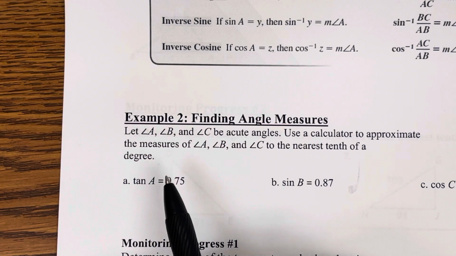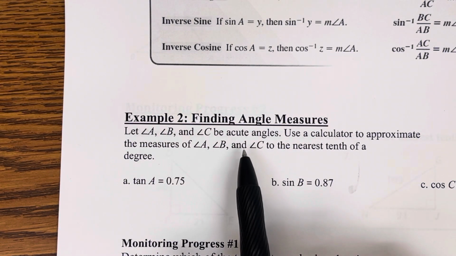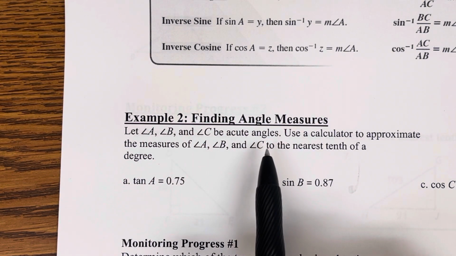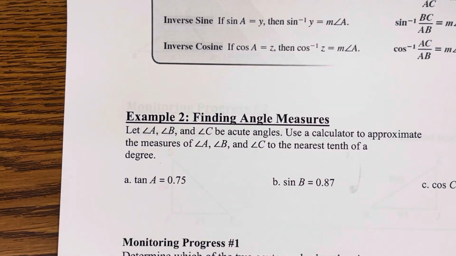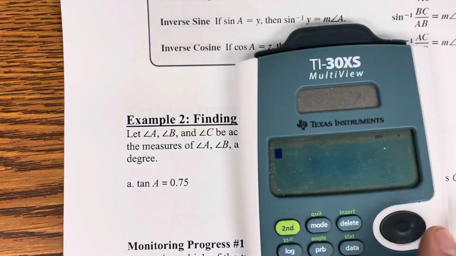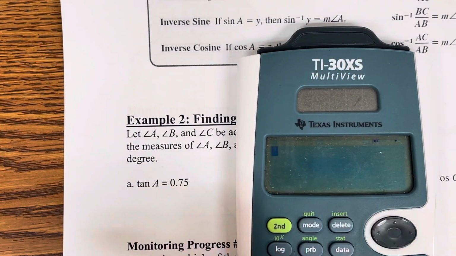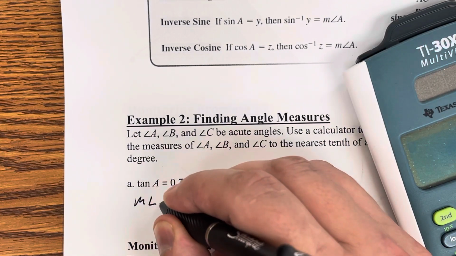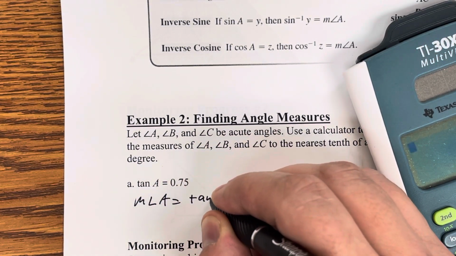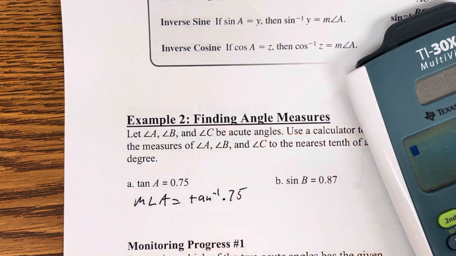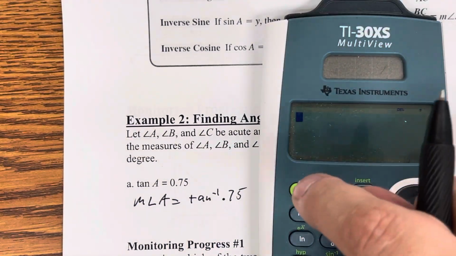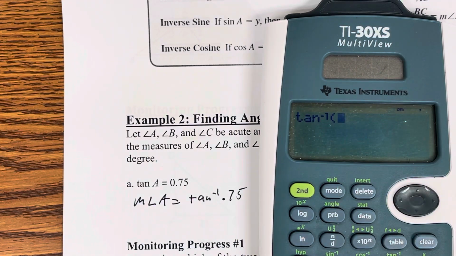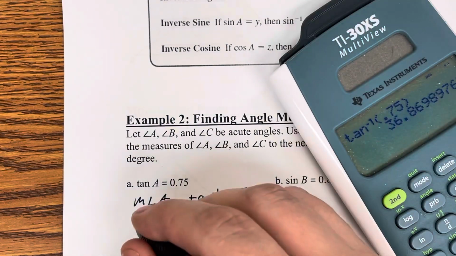In this problem, A, B, and C are acute angles inside of a right triangle, and we're going to use a calculator to approximate the measures of A, B, and C to the nearest tenth. So I'll round to the tenth. The tangent of A is equal to 0.75. So the measure of angle A is equal to the inverse tangent of 0.75. I type that into my calculator, using the second button, tangent inverse of 0.75. Press enter, and I get 36.86. So that's 36.9 degrees.